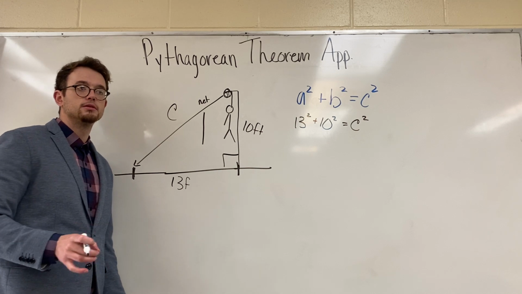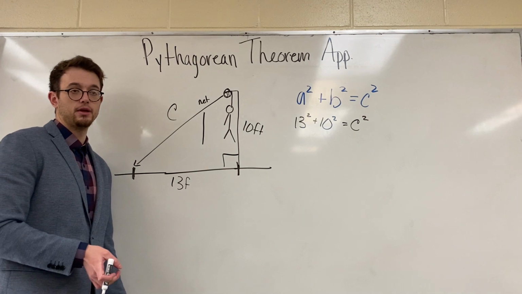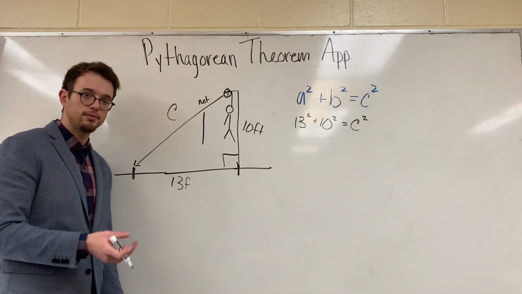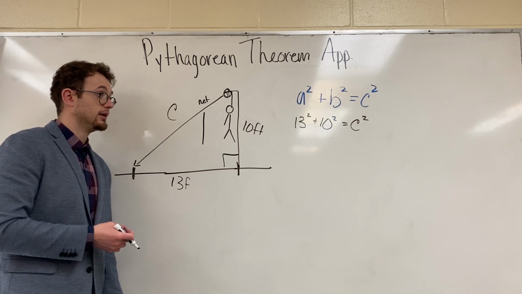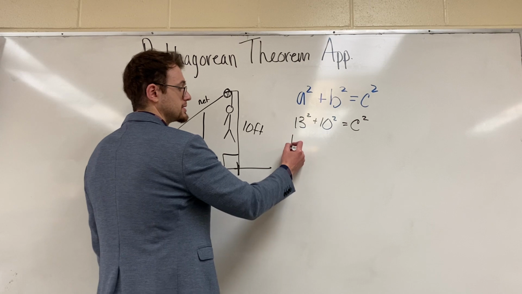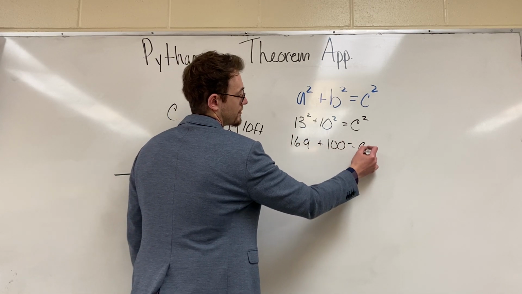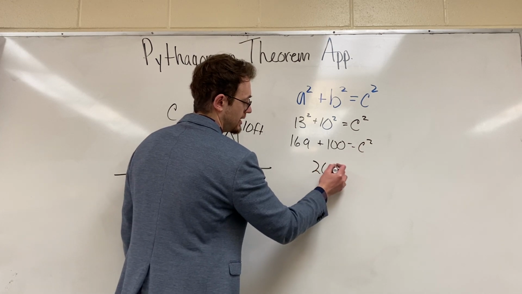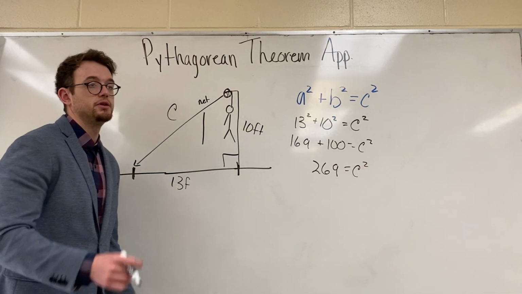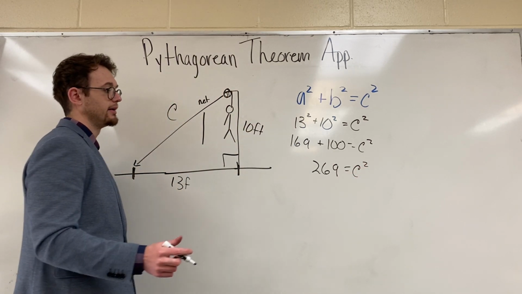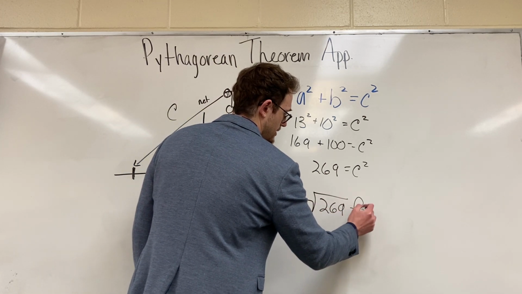There's a lot that happens in the world that can be represented by a right triangle. Do we do that for everything? Probably not. Is it a good way to learn it though? I think yes it is. So you go through, you're gonna get 169 plus 100. Add those together, you get 269. Hopefully everybody knows that there's not a square root of 269. So the answer would be square root of 269 feet.